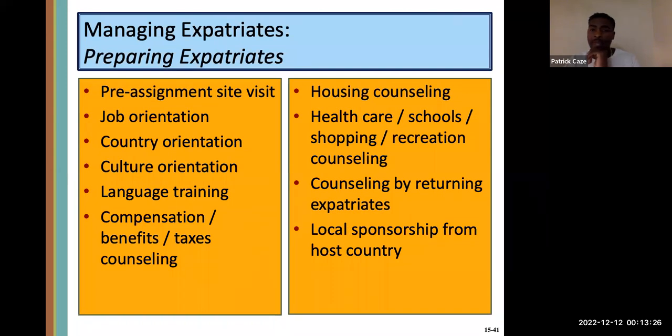Right. So preparing expats, right? Pre-assignment site visit, language training, compensation and benefits, also housing, right? Counseling by returning expats, local sponsorship from the host country, right? That local sponsorship is crucial for someone to make a smooth entry into a foreign environment, right? Having someone who's there already, who's kind of a local, or an expat who's been there for a while, having them make sure you have everything you need and understand how this space works is a valuable tool.